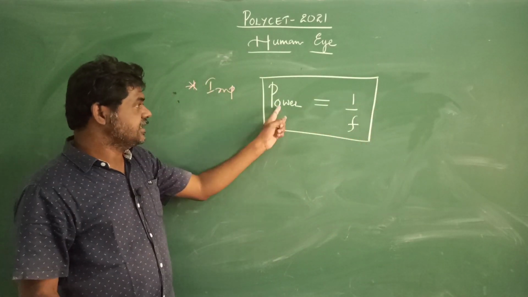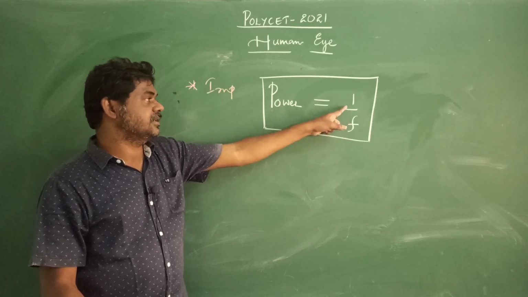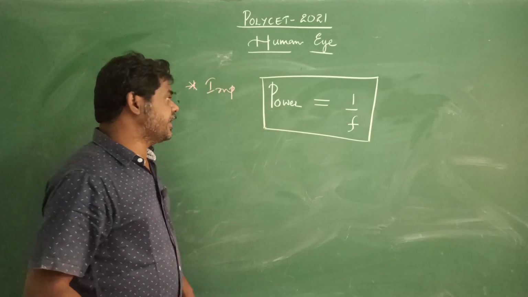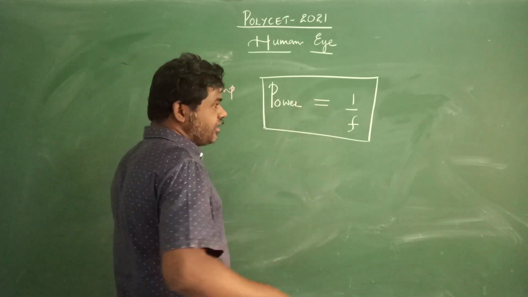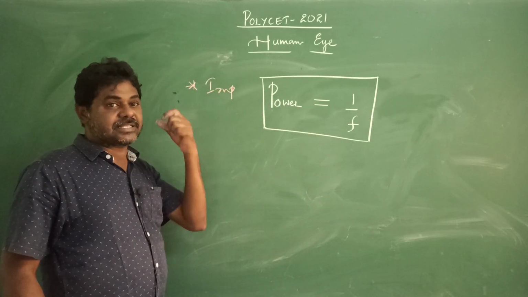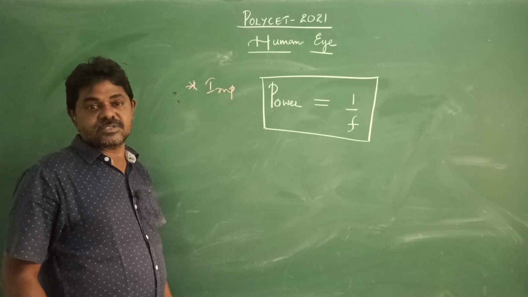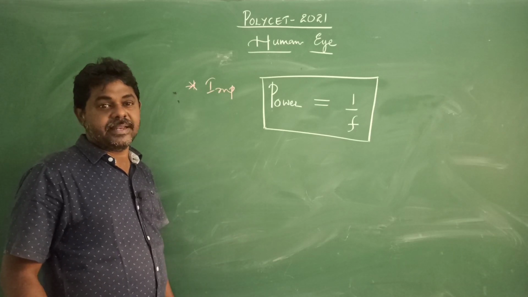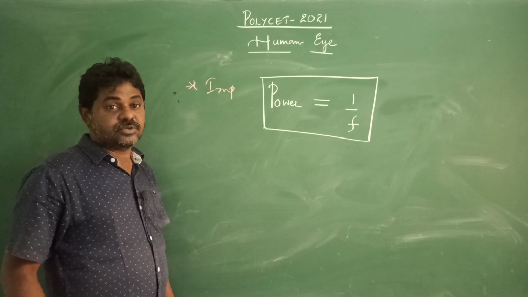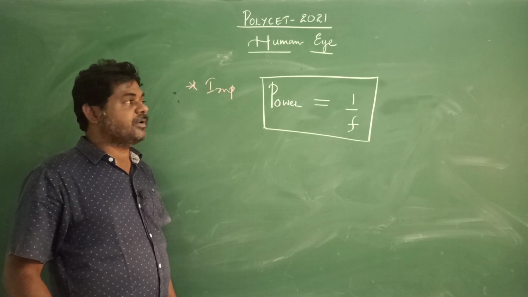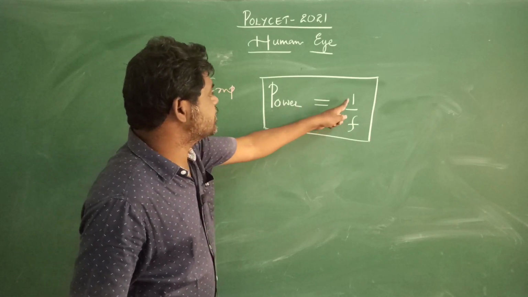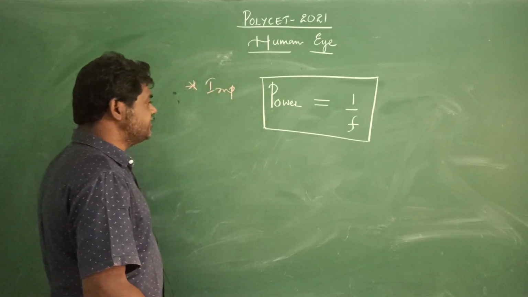So power is the reciprocal of focal length. 1 by focal length is power. So we see power used in spectacles: -2 power, -1 power. The power of my specs is -3, -2, +2. So these are the powers. Power is going to be used for the lenses. So power is equal to 1 by focal length, the reciprocal of the focal length.